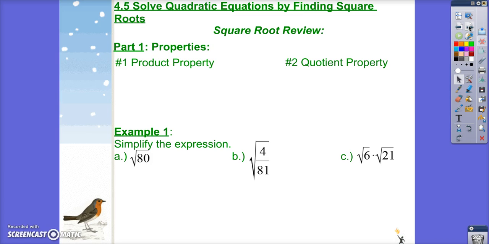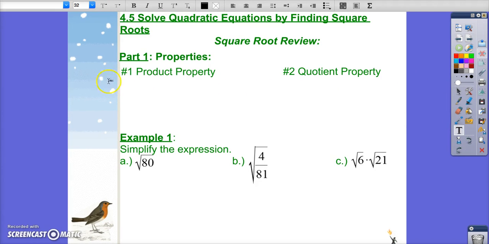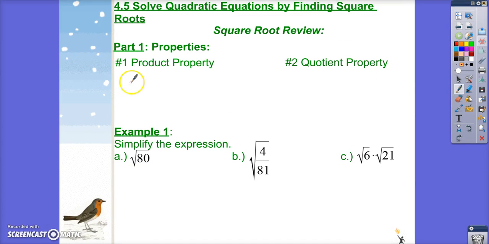To give you a little bit of a square root review, first of all, we have two properties, the product and quotient property. How I would address the product property is if you have square root of AB, A times B, all inside the root, we're allowed to factor them apart and make it square root of A times square root of B. So if you have a square root, you're allowed to split it up into its two parts.